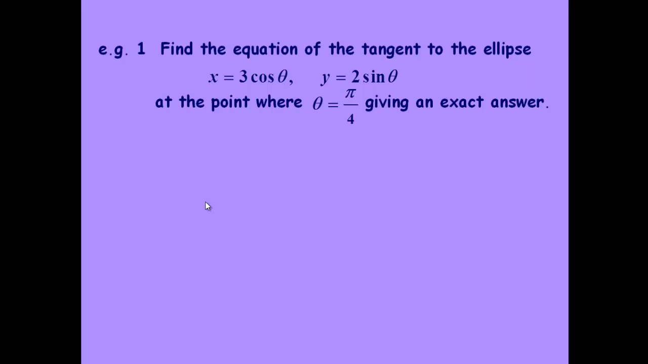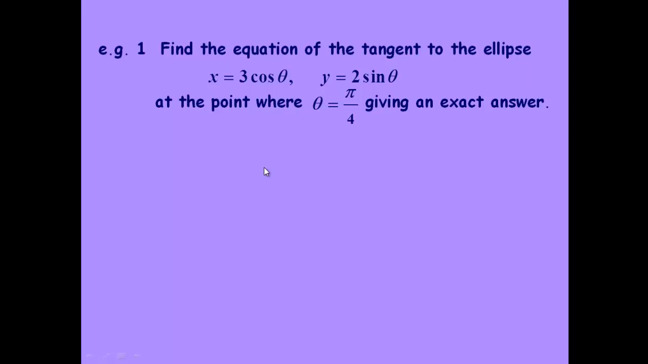So we're asked here to find the equation of the tangent to the ellipse. If you look at these parametric equations here, remember from last lesson, when we have a cos and a sine and these coefficients are different, we get an ellipse.